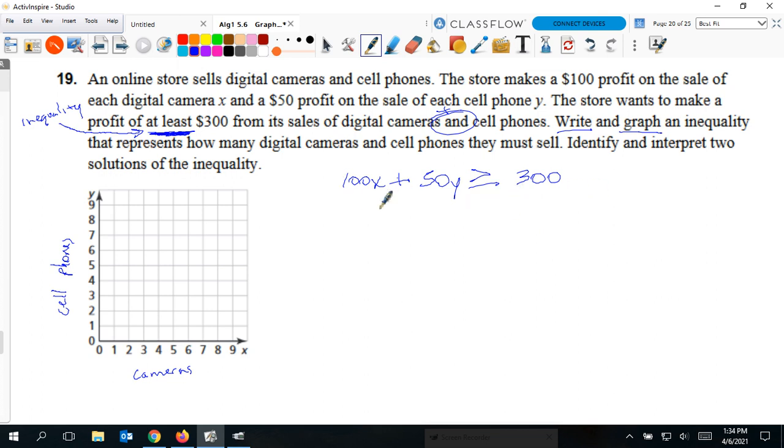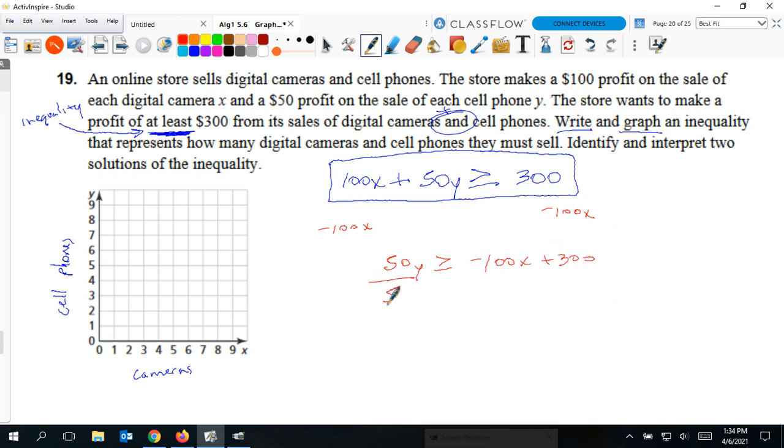So we wrote this out, so that's the writing part. So that's part of our answer there. Now we got to graph it, but to graph it, it'd be easier if we put this into slope-intercept form, the y equals mx plus b form. So I'm going to subtract 100x from both sides, and that's going to give me 50y, my inequality sign, negative 100x plus the 300, and then we divide by 50. We're going to divide each of these also by 50.